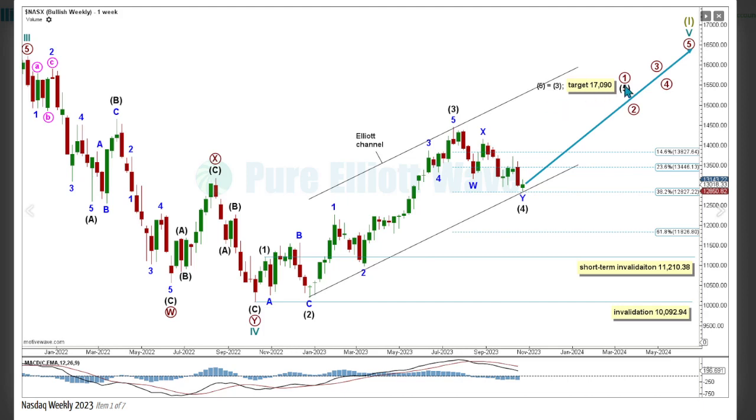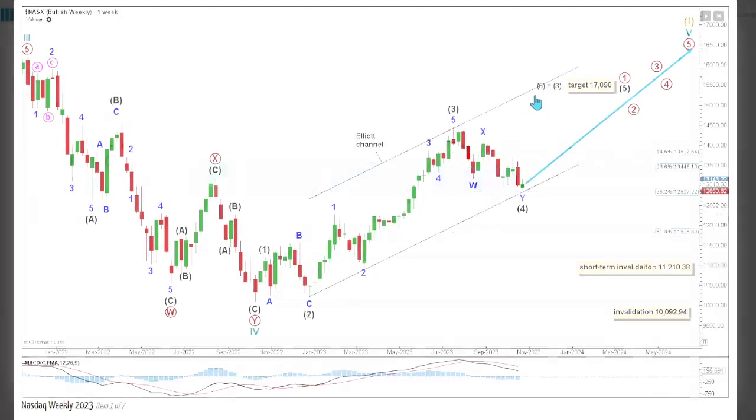Within primary wave 1, no second wave corrective movement can move below its start at 10092.94. An Elliott channel is drawn around the current intermediate degree movements, using Elliott's second technique from the end of intermediate wave 2 to the end of intermediate wave 4, with a copy on the end of intermediate wave 3. Intermediate wave 5 may find resistance at the upper edge of this channel.